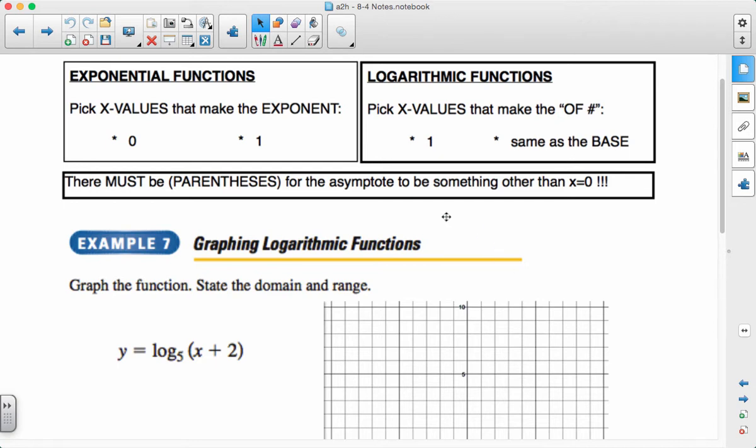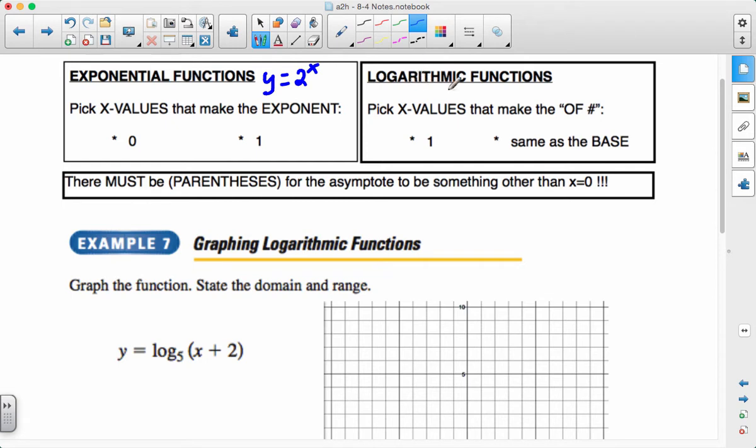As we see up here in these boxes, with the exponential functions, remember y equals some base to the x. With these, y equals any base to the x, we wanted to make this x first a 0 because 2 to the 0th is a 1, and make it a 1 because 2 to the 1st is itself, 2. So it makes handy dandy points to plot.